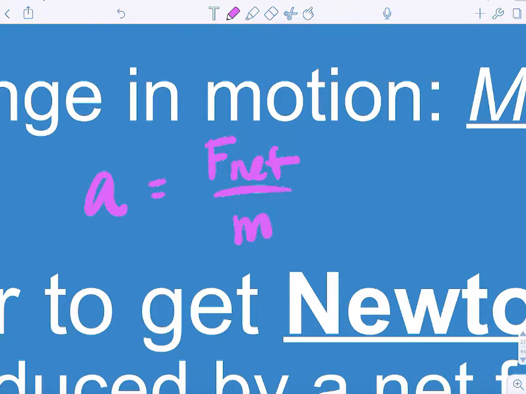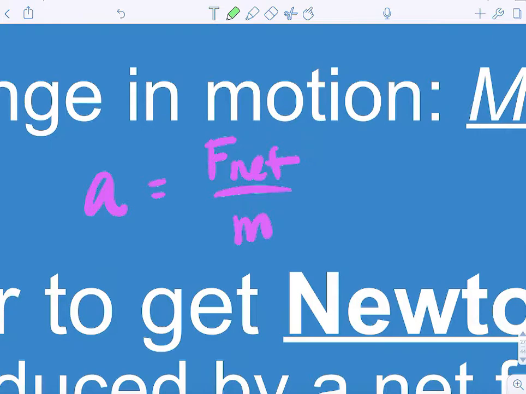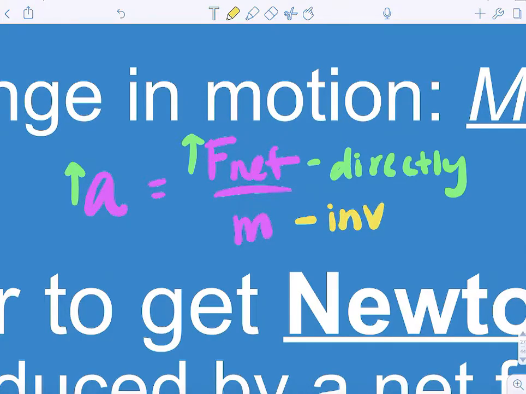mass, and acceleration. If you remember your relationships from math class or from the beginning of this class, since F net is in the numerator, it is directly related to acceleration. As that net force gets bigger, my acceleration will also get bigger. But since mass is in the denominator, it is indirectly or inversely related, which means the bigger my mass, the harder it will be to accelerate my object. That's all second law is.